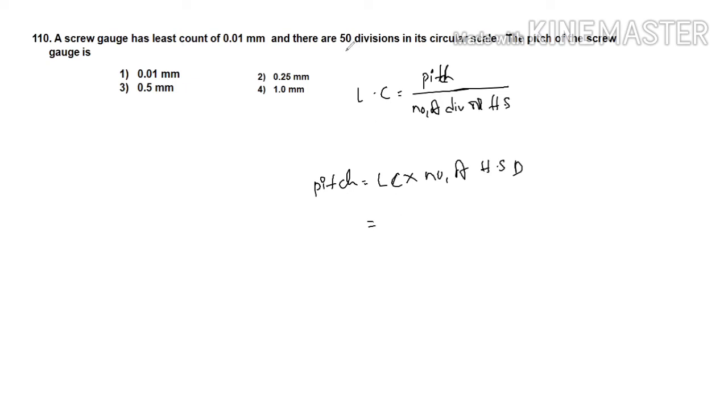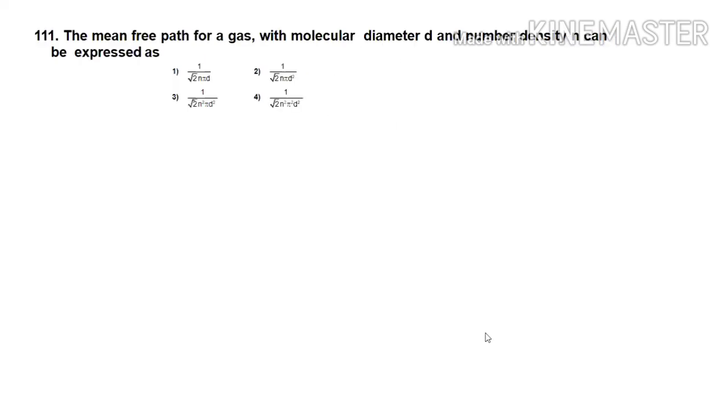So 50 divisions are given on the circular scale, and the least count is 0.01. So 0.01 into 50 is nothing but 0.5 millimeters. Okay. So here, the mean free path of a gas with a molecular diameter d and the number density n can be expressed as, so this is a direct formula, that is 1 by root 2 n pi d square.